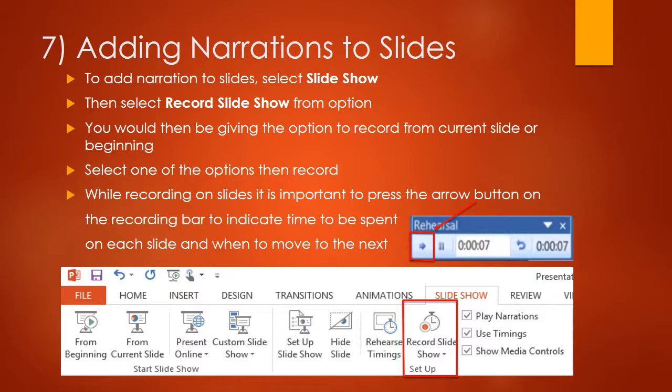That box basically tells you how much time you're spending so far, and the little arrow that is highlighted by the red box helps to tell PowerPoint when to move to the next slide and how much time should be spent on one particular slide. So it's very important that throughout your recording you press that arrow key so that you transition smoothly, and then the slides can play automatically as you go through your presentation.